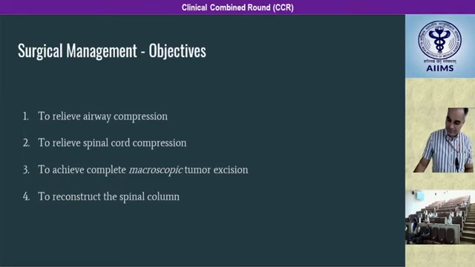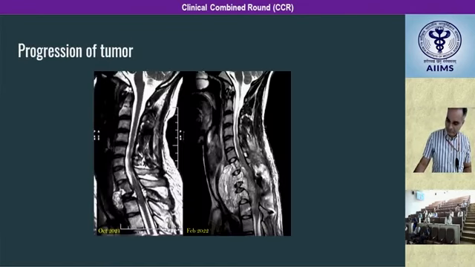Now coming to the surgical management. The objective of surgical management was, first and foremost, to relieve the airway compression. After that, spinal cord compression, and the third objective was to achieve at least a complete macroscopic tumor excision. The fourth objective was to reconstruct the spine, because we had a defect extending right from C6 to D4. That was quite a long segment.